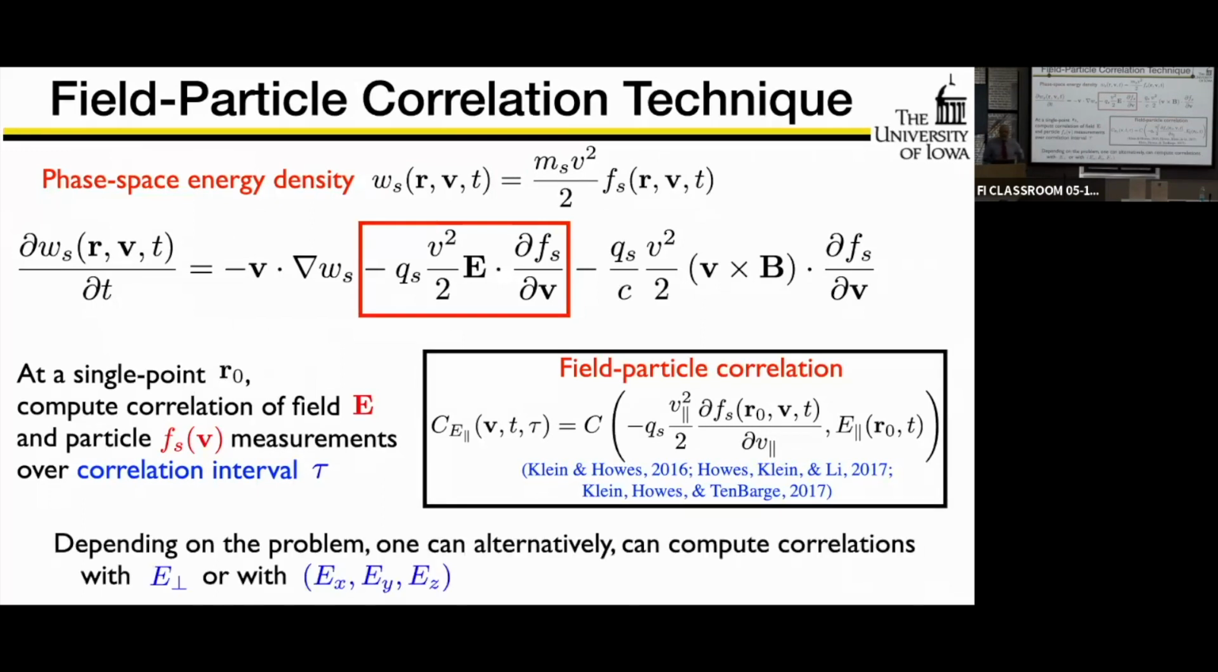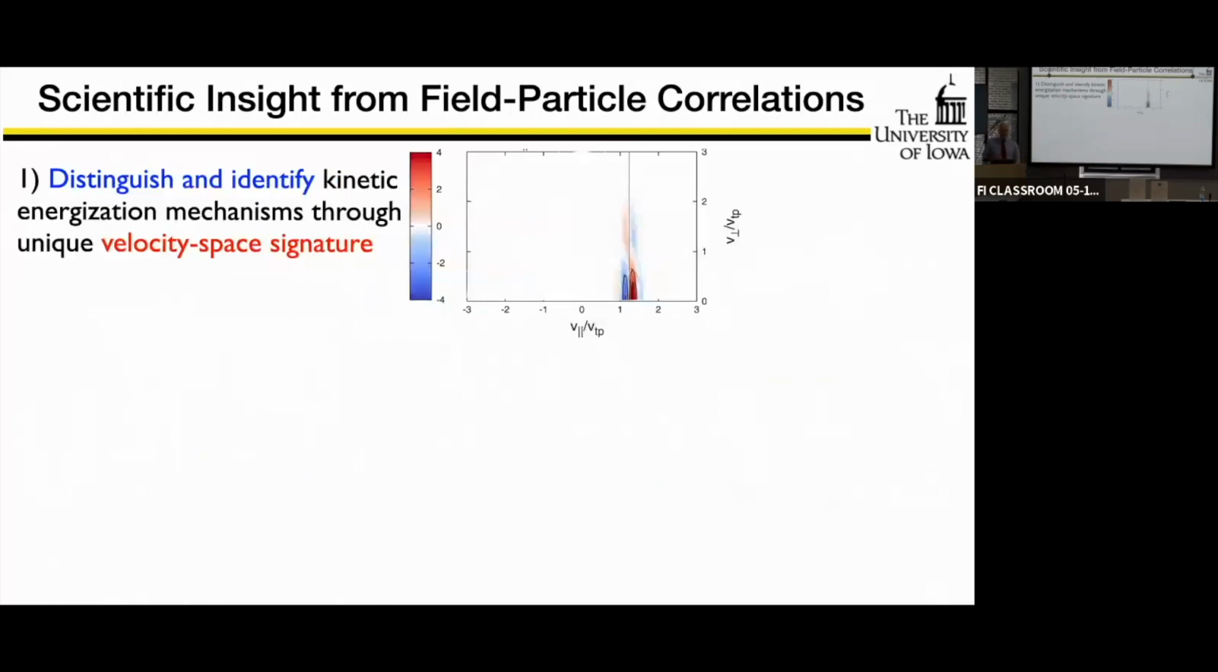Now, depending on the problem, you can also do correlations with the perpendicular component of the electric field, or do stuff with collisionless shocks as well, and we just use all three components, X, Y, and Z, and keep them separate. So what is the insight we gain from the field particle correlation technique? First, we can distinguish and identify the kinetic energization mechanisms through their unique velocity space signatures. And so here we see this bipolar signature of Landau damping.